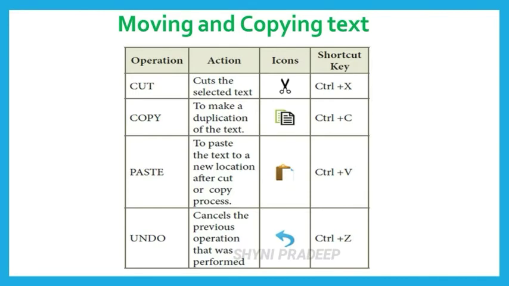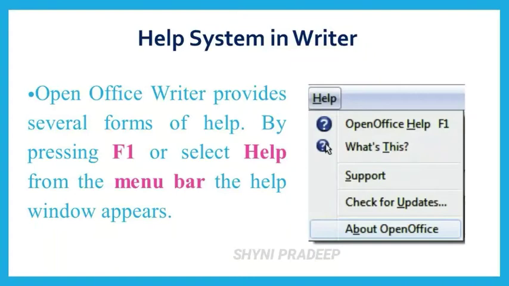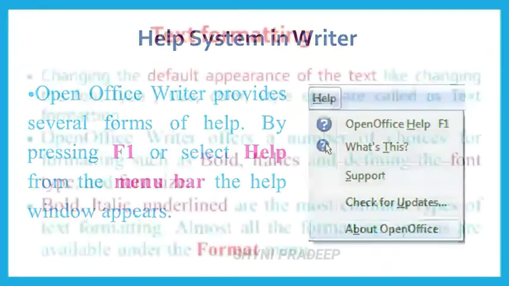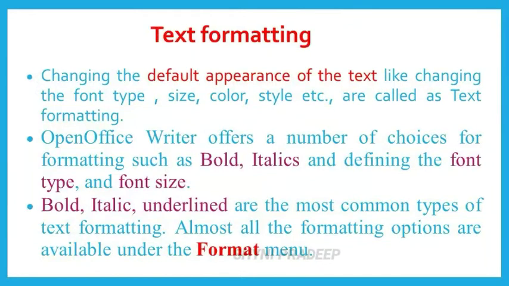Next, help system in Writer. OpenOffice Writer provides several forms of help. By pressing the F1 key from the keyboard or selecting help from the menu bar, the help window appears on your screen. Next topic is text formatting.